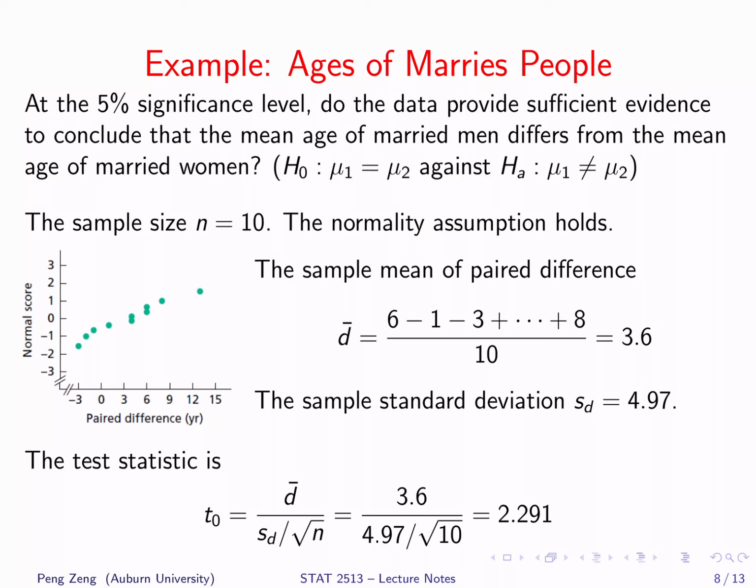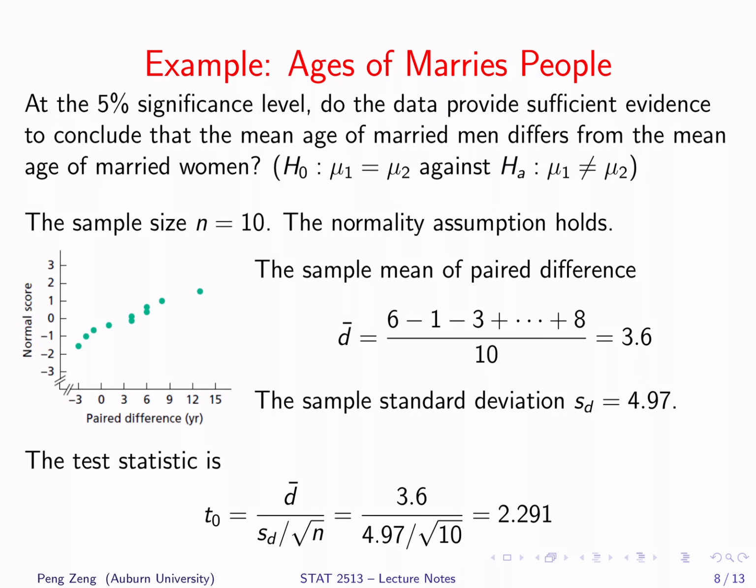The sample size is 10, which is small. We need to check the normality assumption. Notice that when checking the normality, we check normality for the difference of age, but not age of husbands or wives. The normal probability plot shows that the difference of age roughly follows a normal distribution. Therefore, we can apply the paired t-test.